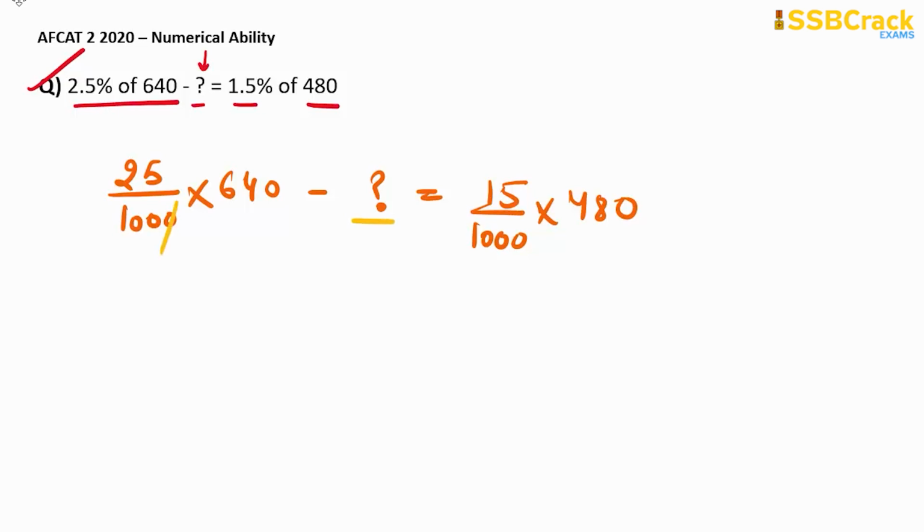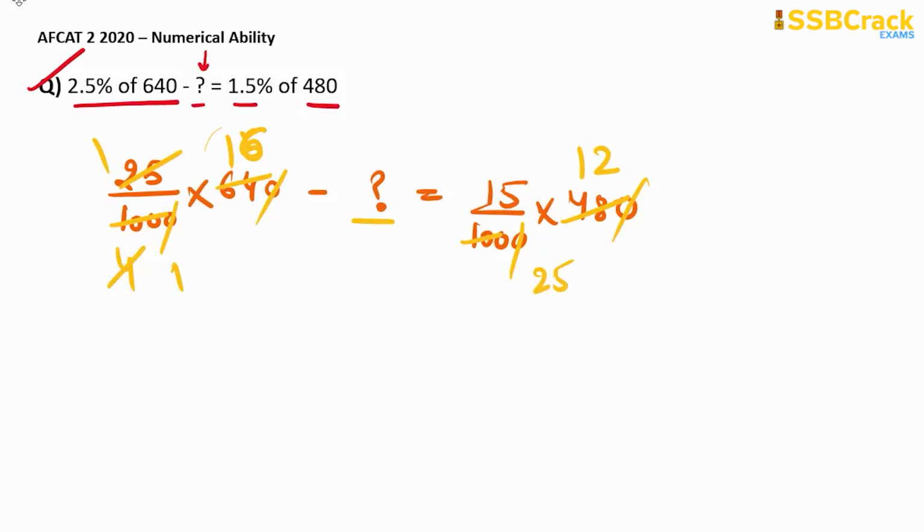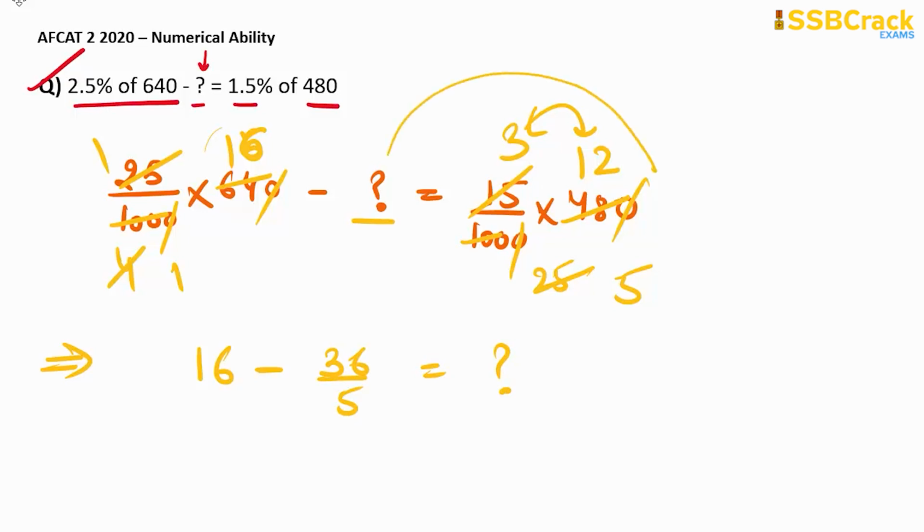So here we know that this 0 cuts this 0. 25 ones are 25, fours are 100. 4 ones are 4. 4 ones are 4. Then 4 sixes are 24. Similarly here this 0 cancels this 0. Again 4 25s are 100 and 4 ones are 4. 4 twos are 8. Again 5 threes are 15 and 5 fives are 25. So we can write it in the next step like 16 minus 12 threes are 36 by 5 is equal to question mark. We have taken this question mark to the RHS and this term to the LHS, right?